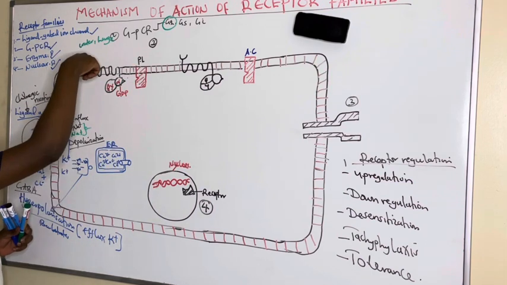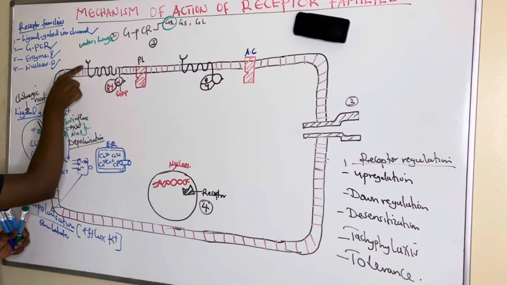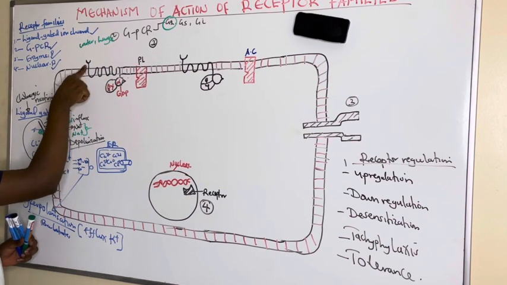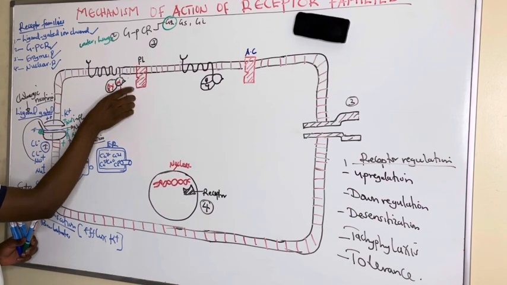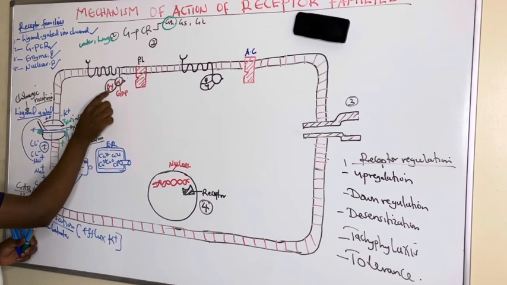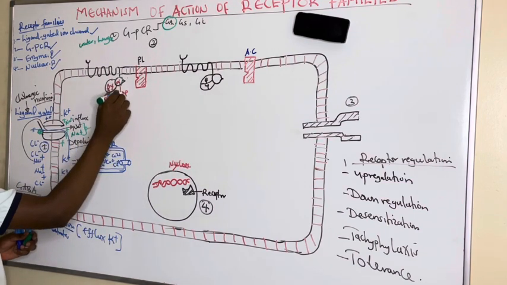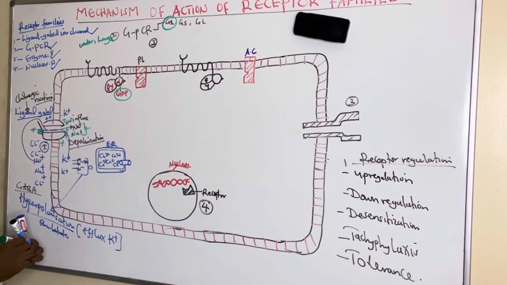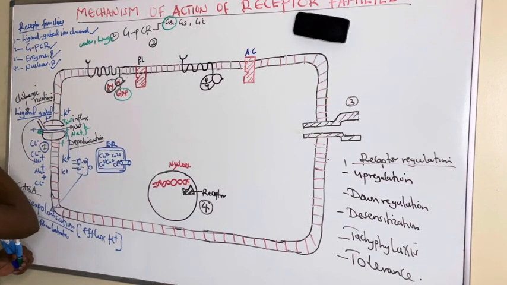Before they bind, this G-coupled receptor has the drug receptor domain and the G protein domain, whereby the G protein domain is binding to alpha, beta, and gamma subunits. Without a drug, GDP, that is guanosine diphosphate, is always bound to the alpha subunit.